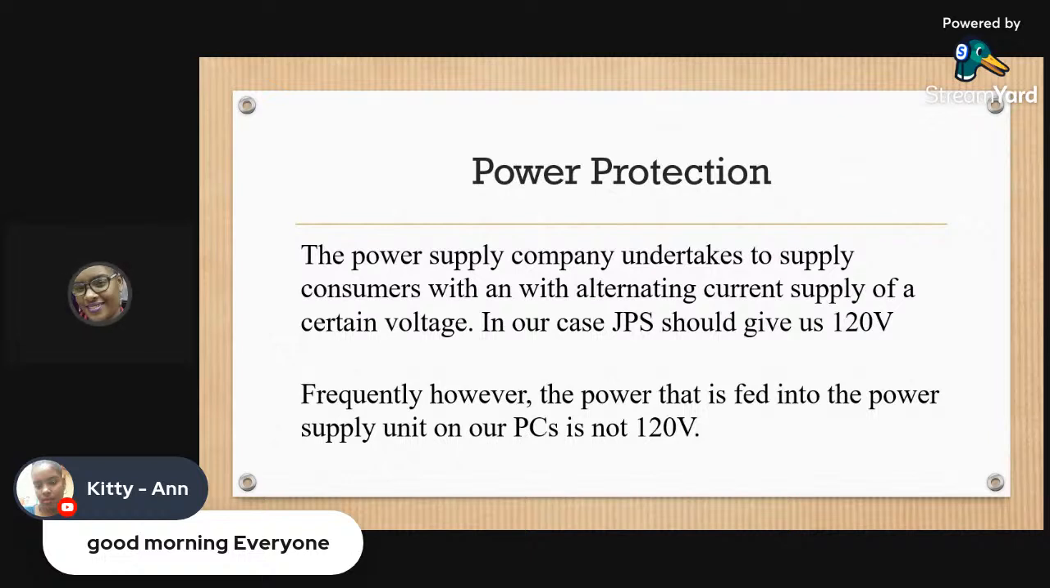From the different power supplies, here in Jamaica we will speak of JPS. In other areas, I'm not sure what it is. But we have, is it 110 or 120? And we have the 220. So we have different voltages depending on what you're doing. Here in Jamaica, using JPS, we get 120 volts. Frequently, however, the power fed into the power supply unit on our PCs is not 120 volts. Sometimes you get high and sometimes you get low, and these can cause serious damage, not just to the data, but also to the equipment that you are using.